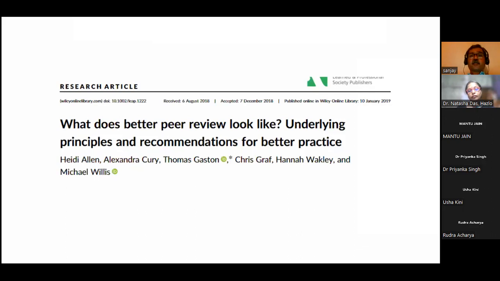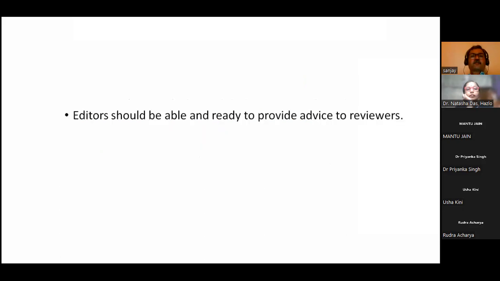Here's another lovely article that I came across, and I see I've forgotten to write down where it was published. It's some humanities journal, that's all I remember. It's titled 'What does better peer review look like? Underlying principles and recommendations for better practice,' which five authors have gotten together and written. And one of the things they say is this: editors should be able and ready to provide advice to reviewers or referees. And I'm going to mention a specific thing.